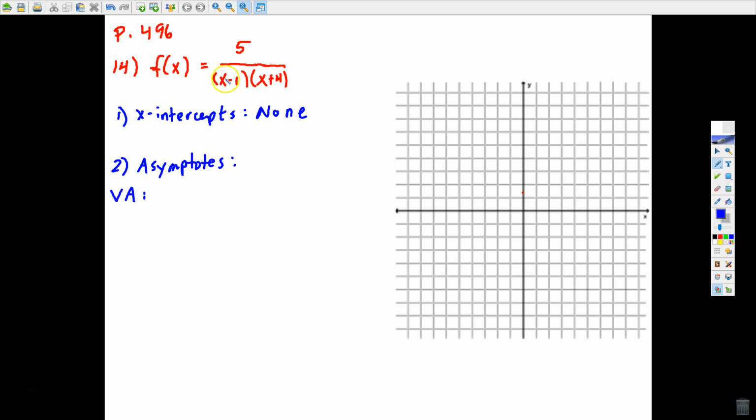Those are numbers that make the denominator 0 if we plug those numbers in for x, and it looks like we have 2. If we let x be 1, we'll have 0 times 5, which is 0. If we let x be negative 4, we'll have 0 times negative 5, which is also 0. So each of these numbers causes the denominator to become 0 when we substitute them in for x. So that means we have 2 vertical asymptotes. So here's x equals 1. And here's x equals negative 4.